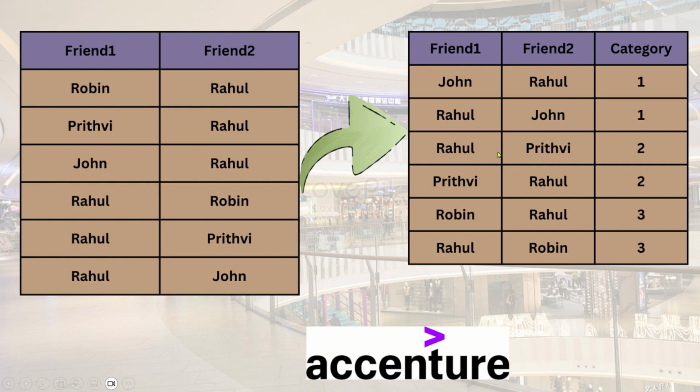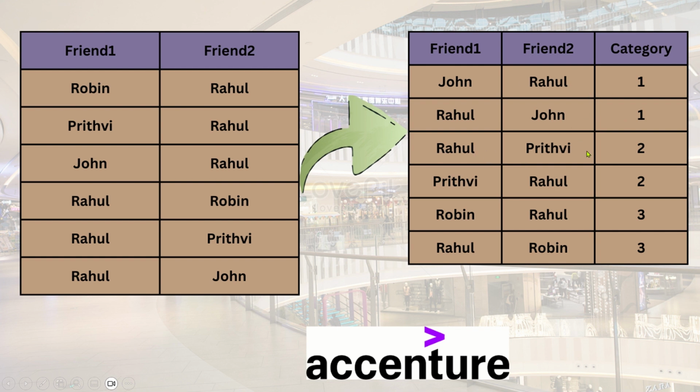So in the output, you need to categorize all these combinations and provide a single ID between them. For example, John and Rahul and Rahul and John should both provide the same value. So both are friends, it's just that friend 1 and friend 2 are exchanged. So both of them should be provided one category ID.